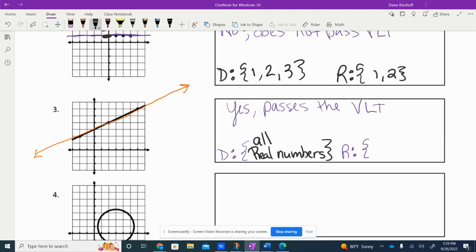If that line goes on forever, what's the highest Y value I'm going to get? If that line goes on forever, what's the lowest Y value I'm going to get? All real numbers again. Good job.